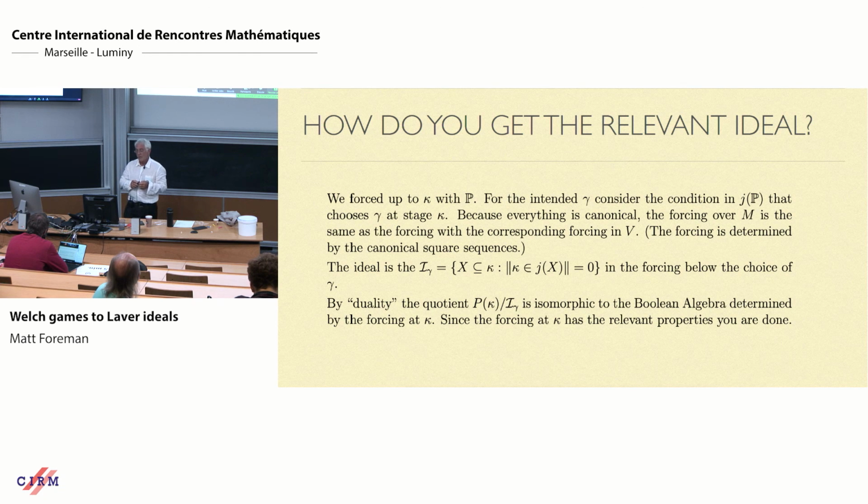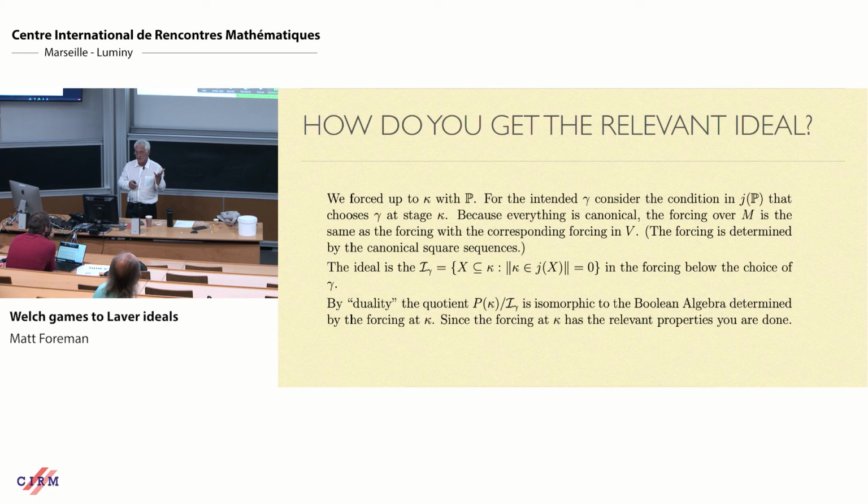All right, so how do you get the relevant ideal? We force up to kappa with P for the intended gamma. So the bad guy gives you a gamma at kappa, and I have to build an ideal. For the intended gamma, you consider the condition in J of P that chooses gamma.